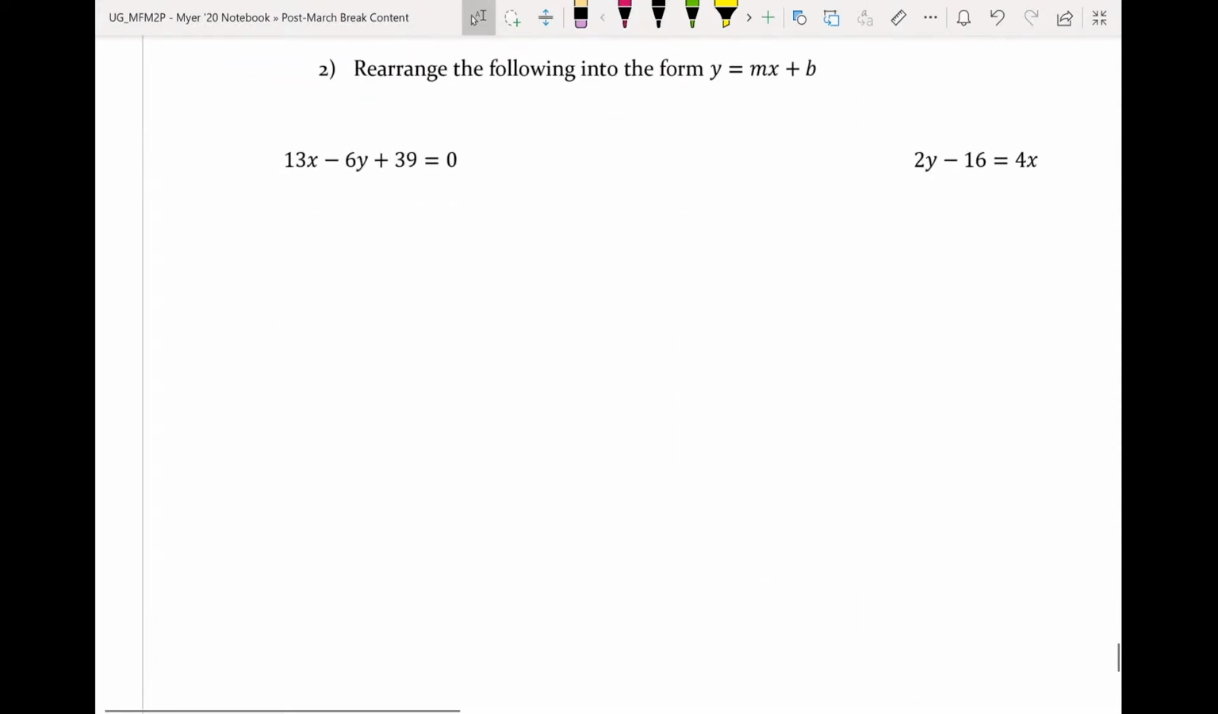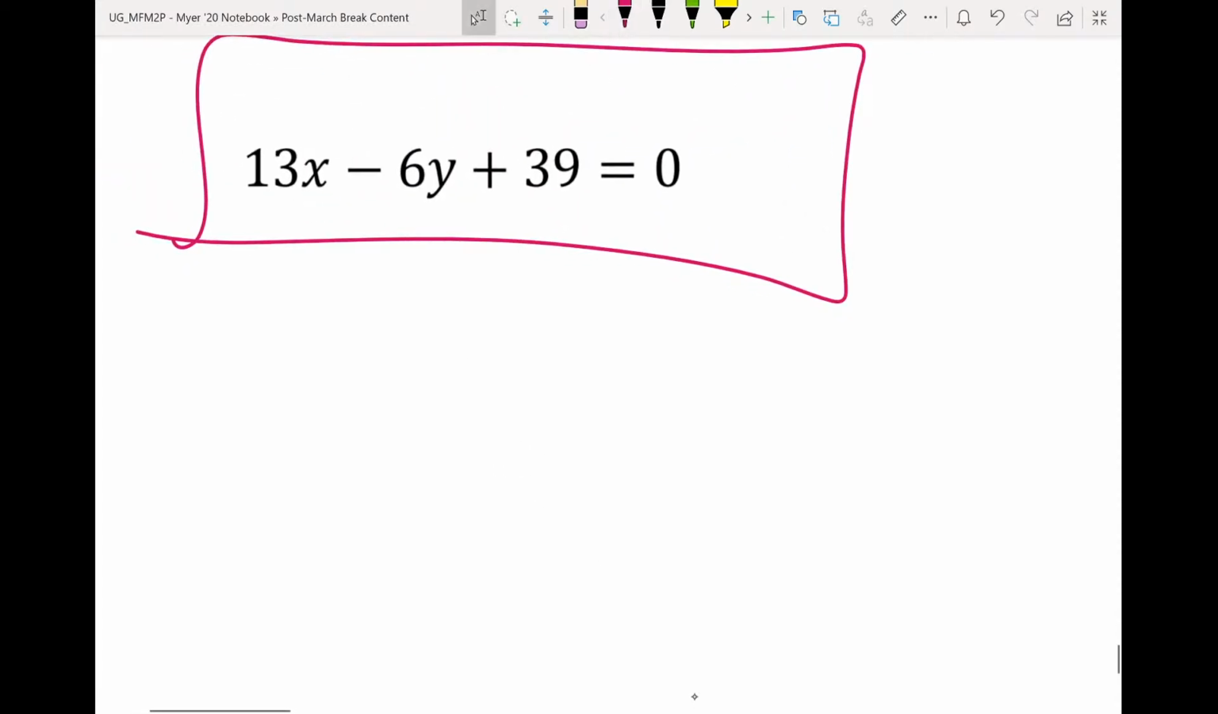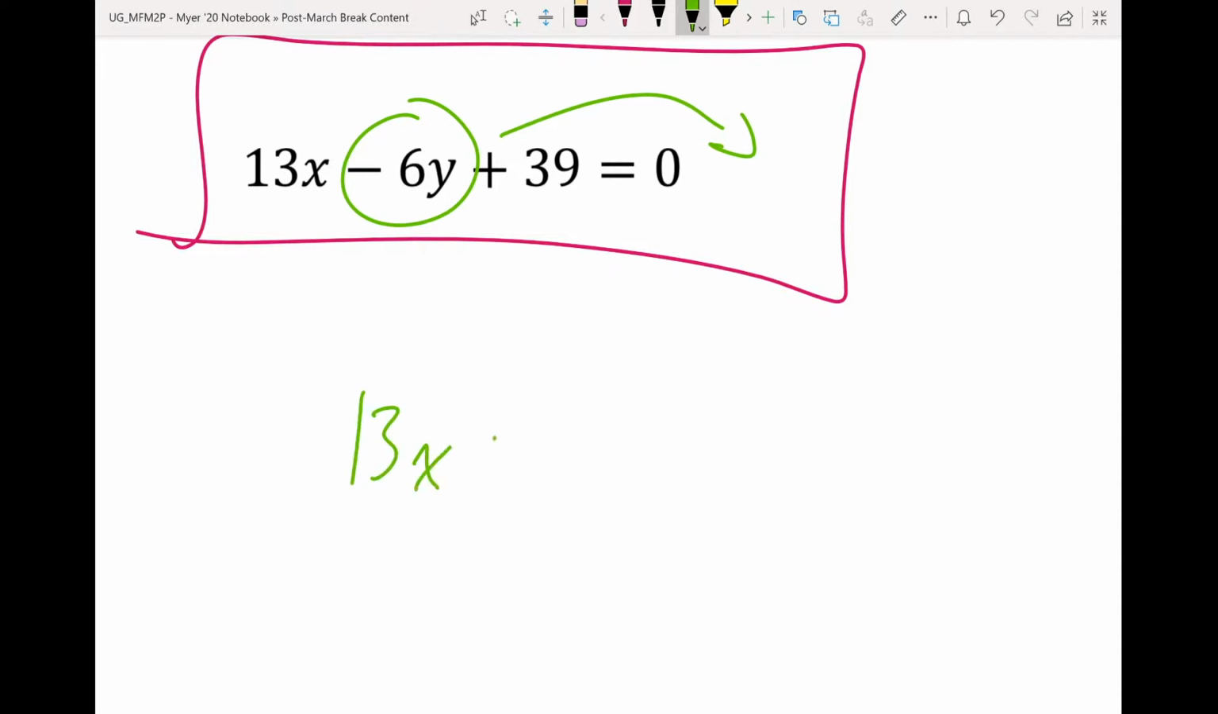And rearranging. I'll do another quick little rearrangement, actually. So if we look at this one right here on the left, I want to rearrange it into this form, y equals mx plus b. So I want to get this 6y, I got to get it away from everything else. So I'm going to bring the 6y to the right side of the equation. That will leave it separate. So we would end up with 13x plus 39 is equal to 6y.